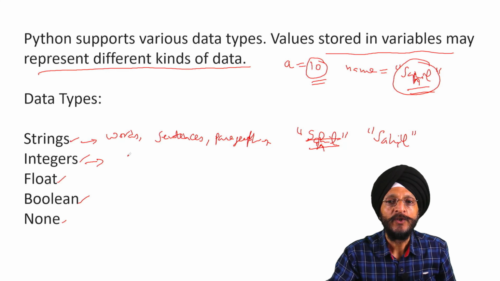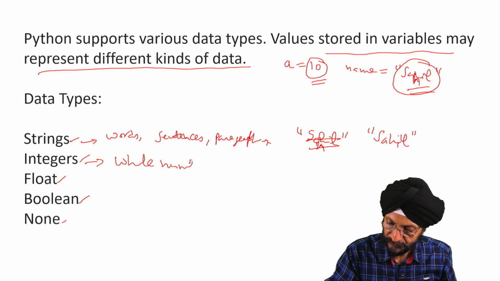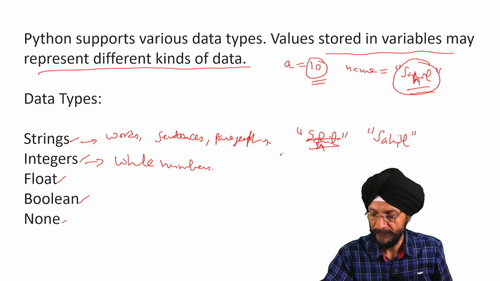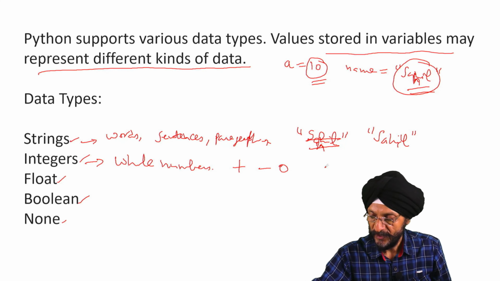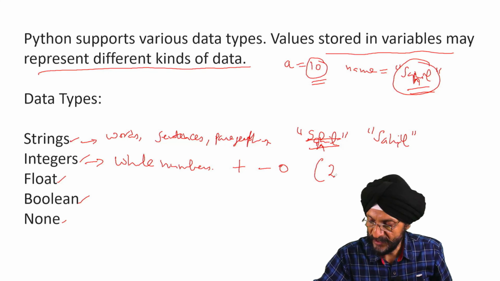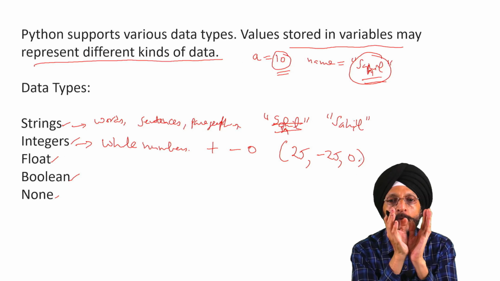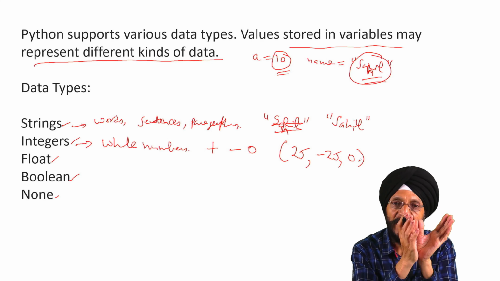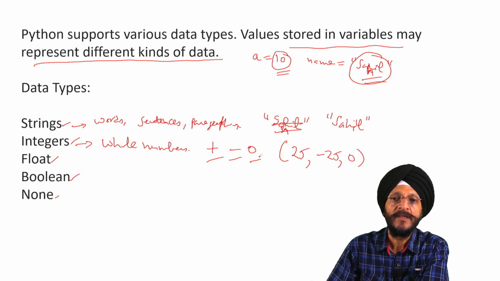Integers means those numbers which are whole numbers. Whole numbers means these numbers can be positive or negative, or it can even be zero. For example, we can say 25, minus 25, or even 0. That is, the value stored in a variable can be positive, negative, and even 0.